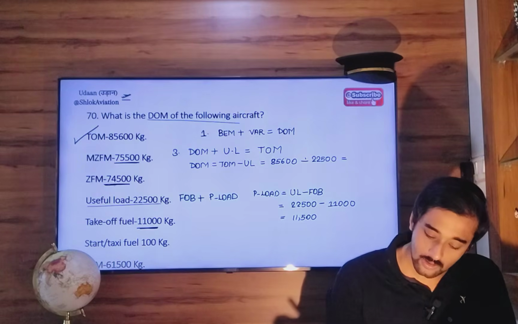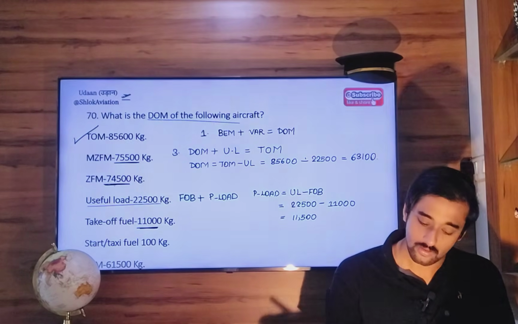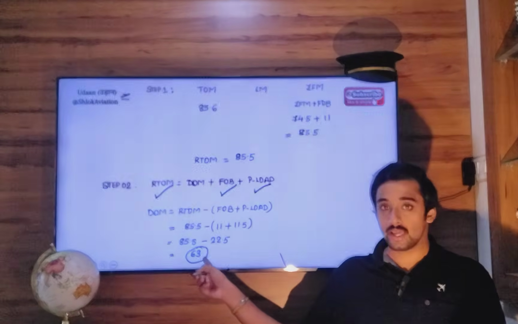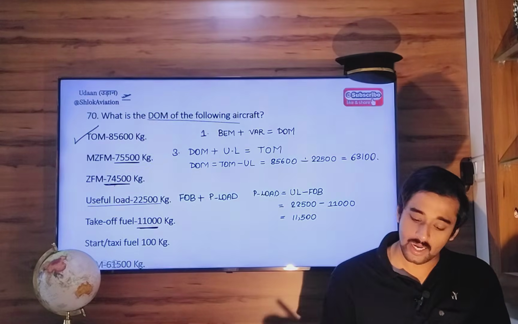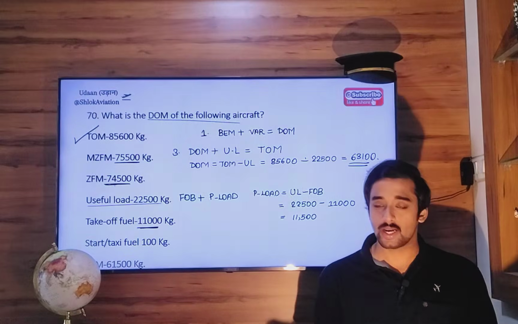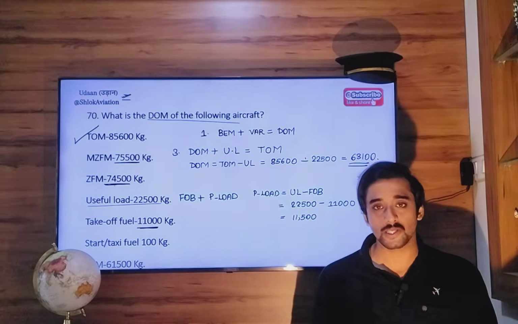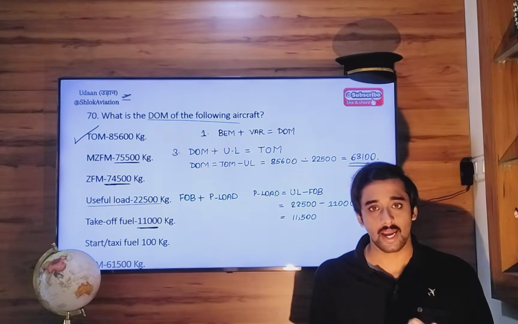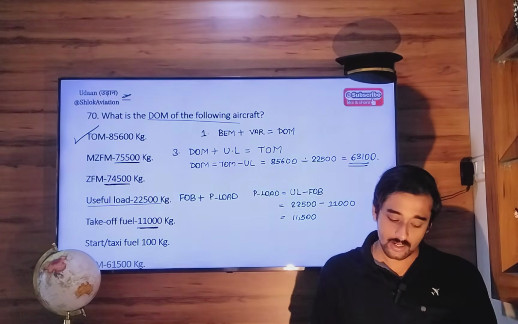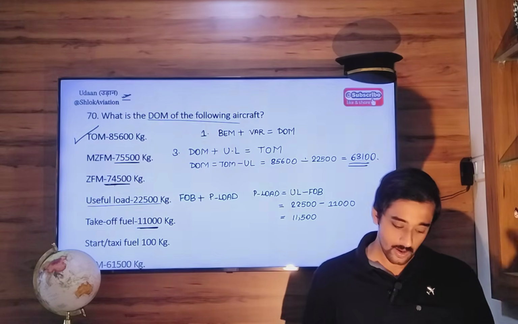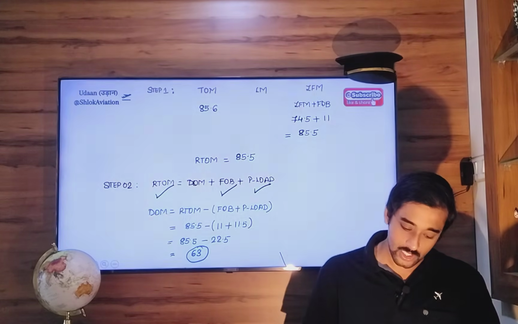is 63,100. So here we got an answer of 63,100 with this formula. You are going to select the value which is closer, 63,000, if that is given, and if 63,100 is given, you select that. Okay, so this is how you do this question.